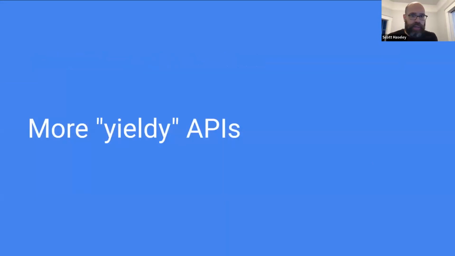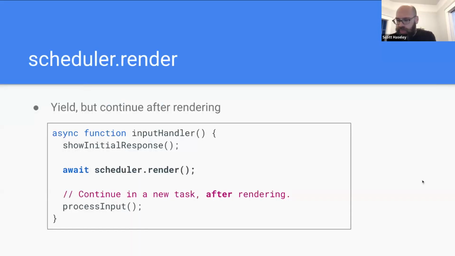Okay, in the time remaining, I'm just going to briefly talk about what we're looking to work on after yield. Here, more yieldy APIs. Something that comes up a lot in the context of responsiveness and INP is you have an input handler. You want to show some initial UI update that's like, hey, I'm processing this input, but you want to yield, but you don't want to block rendering. And that can be a little bit racy because of vsyncs and frame rates and all of that. And there's not a guarantee with yield like that that the next paint is actually ready yet.